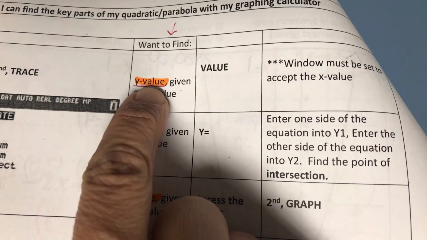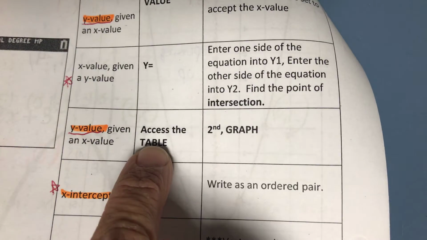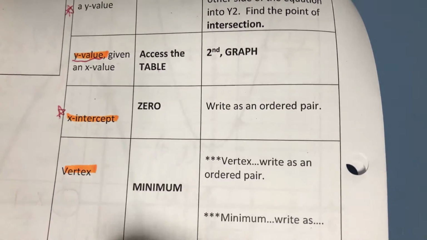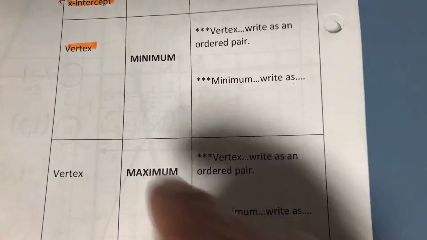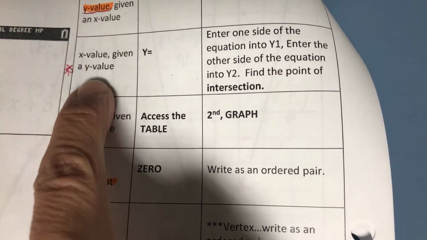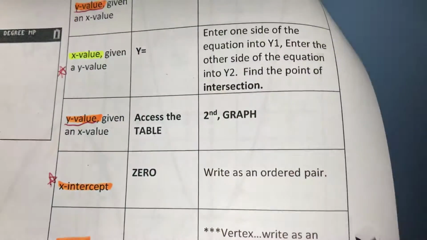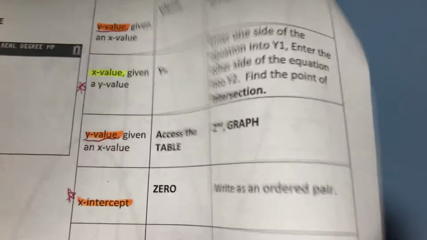If I want you to find a y value, you can either use value or you can access the table. If I'm asking you to find an x-intercept, you're going to use zero, and if you're asked to find the vertex, you're either going to use minimum or maximum. Okay, we'll see. This one will come up too, if I'm asking you to find an x value, how you go about that. And you'll need to be using the y equals. So anyway, let's move over.